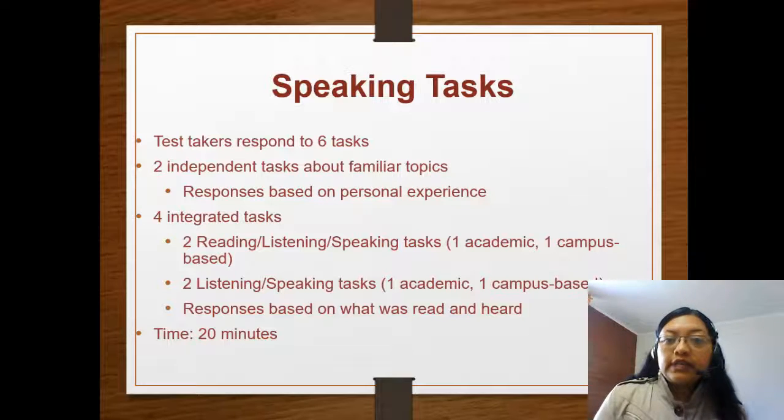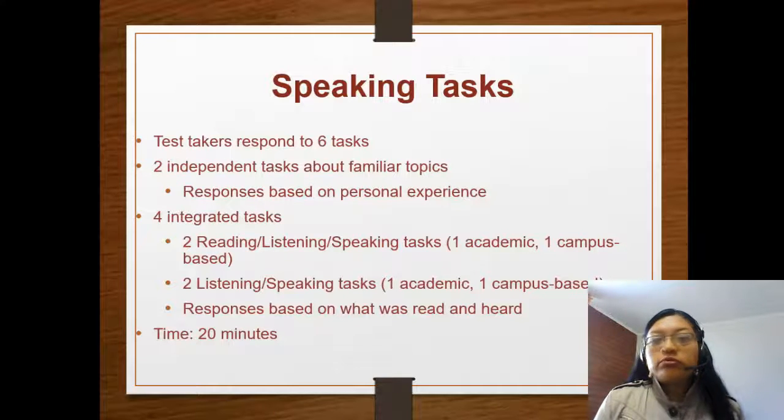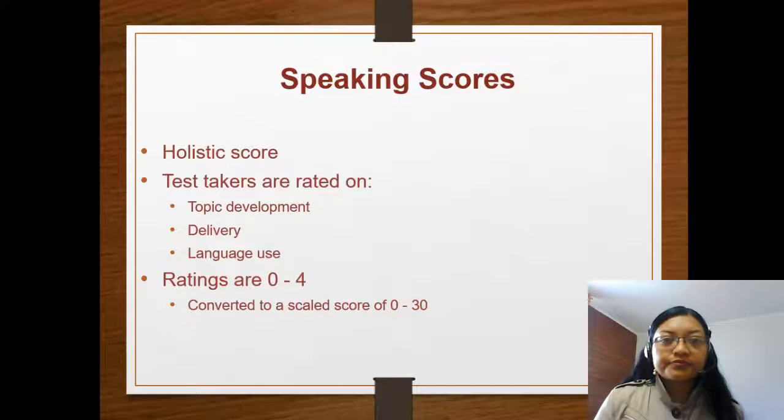So you have 2 reading, listening, speaking tasks, right? Where you read some information, and also you may have a short audio in relation to a topic, of course, in a university setting. The other, we have 2 listening, speaking tasks. It's just that you listen to something and then you have to speak. And of course, responses are based on what was read and heard. For this, you have 20 minutes.